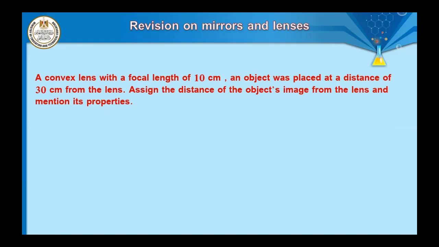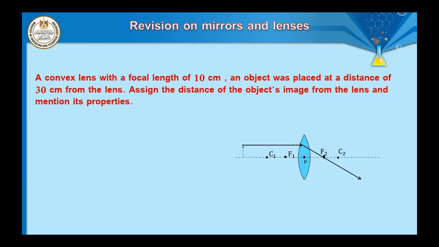Another question. A convex lens with focal length 10 cm. An object was placed at a distance of 30 cm from the lens. According to the distance of the object, find the image distance from the lens and its properties. Where is the object? At a distance of 30 cm from the lens, its focal length is 10. This means that the object is at a distance greater than double the focal length.